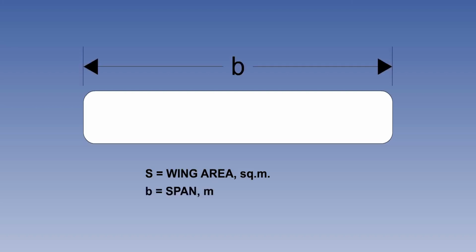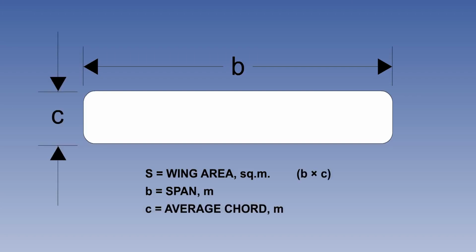The wing span, lowercase b, is the distance from wingtip to wingtip, usually now quoted in meters. The chord is the distance from leading edge to trailing edge, and the average chord, lowercase c, is the geometric average. The product of the span and average chord is the wing area.